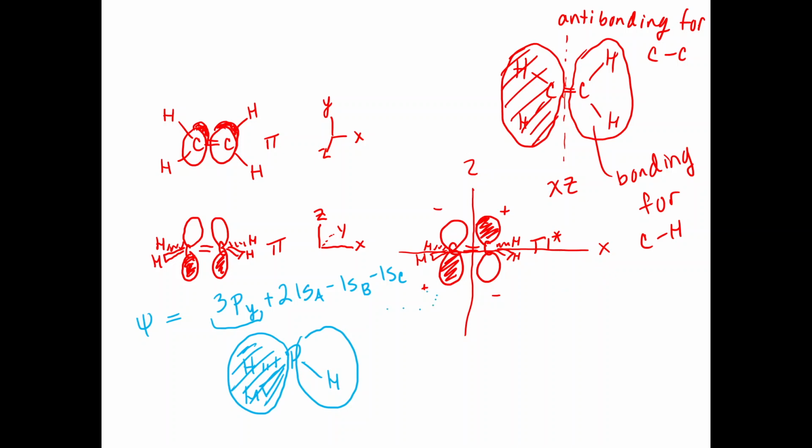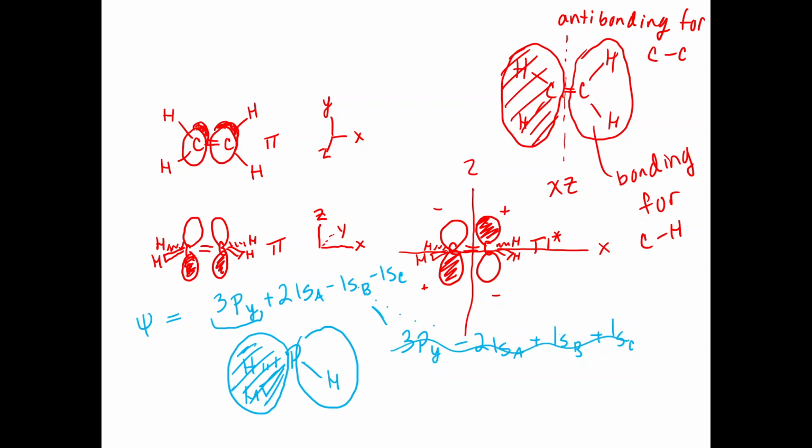Now, if I give you one of these that talks about the shorthand, some of the other options that would be wrong, I'm going to make them clearly wrong. I wouldn't ask you to choose between this one and the 3py minus the 2 1sA plus 1sB plus 1sC, because you could get into an argument with me on whether this is also valid for that one.